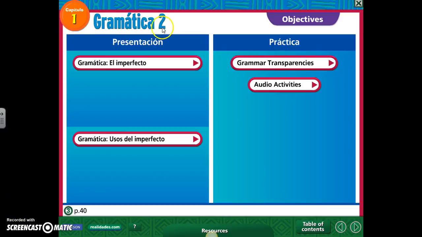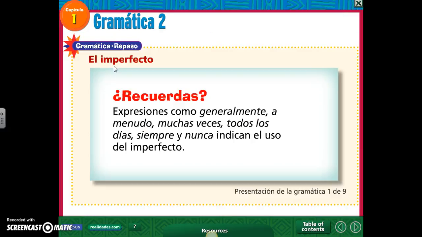Esto es la gramática de la segunda parte del capítulo 1 y la lección se llama el imperfecto. Primero que nada, expresiones como generalmente, a menudo, muchas veces, todos los días, siempre y nunca indican el uso del imperfecto. So, when you're trying to determine whether something is preterite or imperfect, look for phrases like these that indicate habit or indicate that things are happening over and over and over again. Generally, often, many times, every day, always, or never. So look for these and other words that indicate that something is habitually happening in the imperfect.